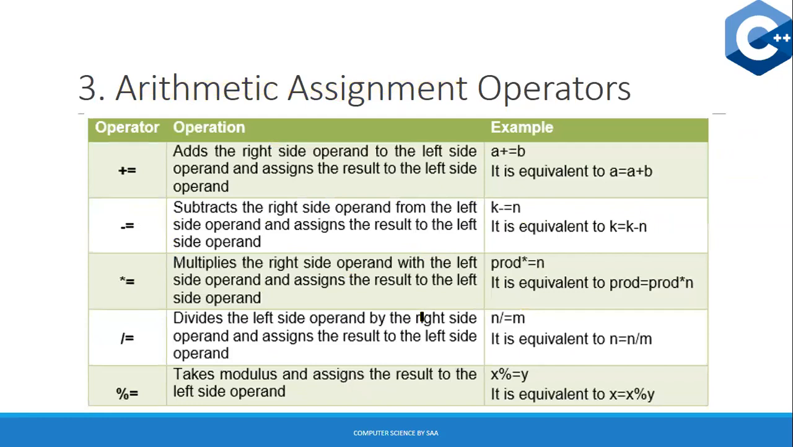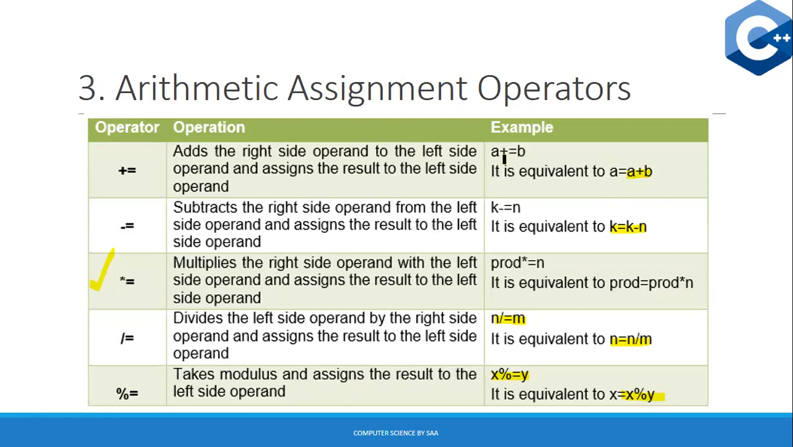Here the same thing is explained. Look at this third one, because we have discussed the first two in the previous slide. The multiplication operator with the assignment operator: if we write product multiply by equals n, this is equivalent to product equals product multiply by n. Then n divide equals m is equivalent to n equals n divided by m. X mod equals y is equivalent to x equals x mod y. I hope this is clear to you, and you have got the understanding.